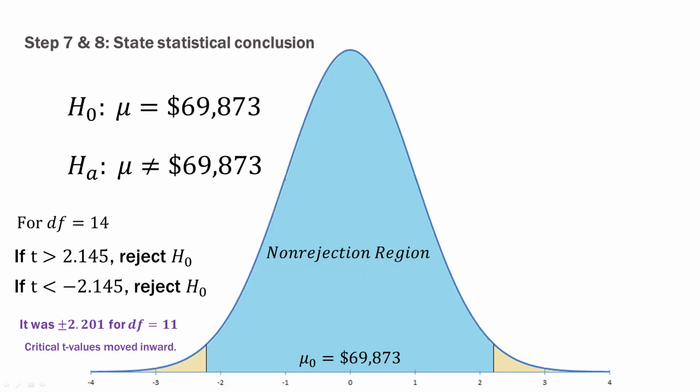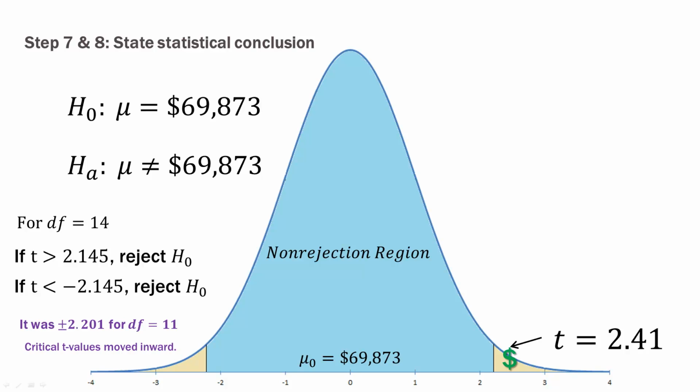So when we increased the sample size, what happened to the location of the critical t-values? Well, they moved inward, ever so slightly, but they did move inward. And why is that? Well, we'll talk about that here in a second, actually. So our t value is 2.41. So look where it falls. Well, it's now in the rejection region. So if you look over there on the left, if t is greater than 2.145, we reject the null hypothesis.